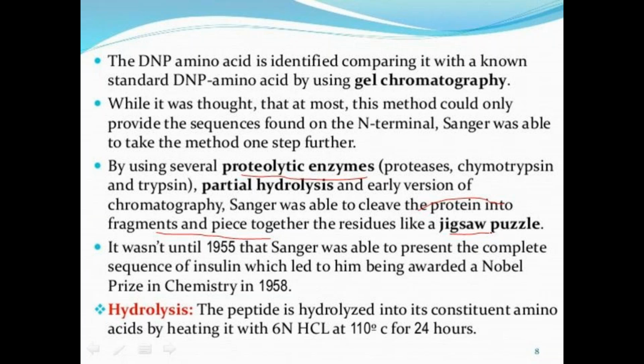And that we have to determine by using the N-terminal amino acid and the next proteolytic enzyme amino acids. In 1955, Sanger was able to present the complete sequence of insulin. He determined the sequence of the first insulin. And those are the determination steps that are included in Sanger's method.